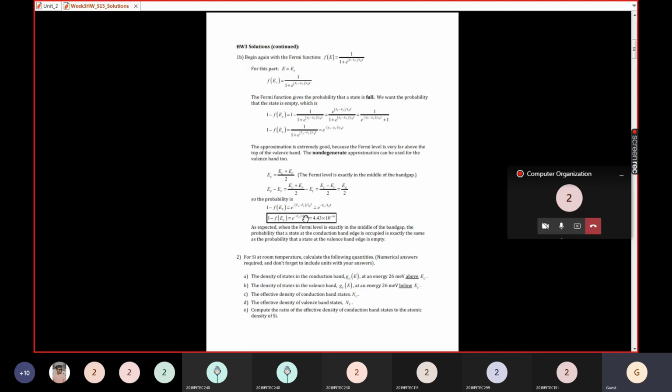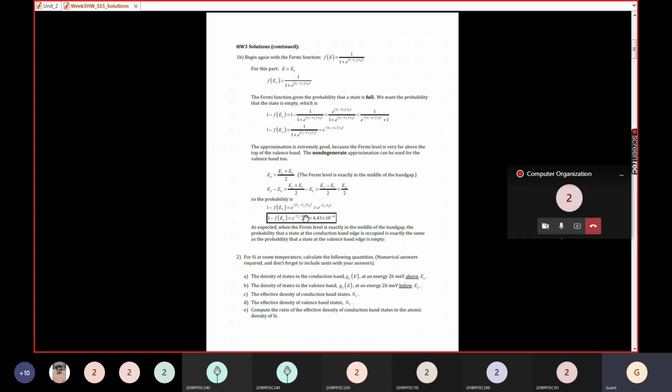That represents a non-degenerate approximation, which is obtained in the case of silicon for the conduction band as well as the valence band. Okay, so now let us see the next question.